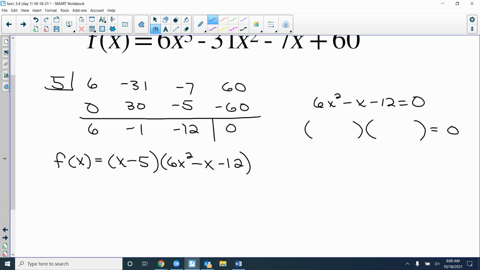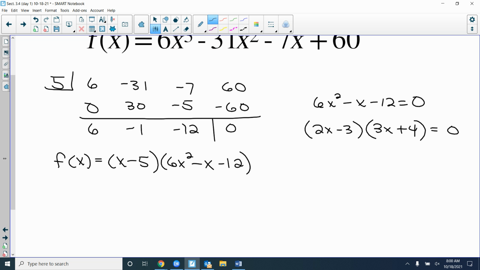Sam, you got it. What do you got? X minus 5 times 2x minus 3 times 3x plus 4. We'll just work on those two right now, and then we'll come back here. 2x times 4 is 8. Negative 3 times 3 is negative 9. It adds up to negative 1. You get negative 12. Did you do guess and check, or did you do grouping? I did grouping.